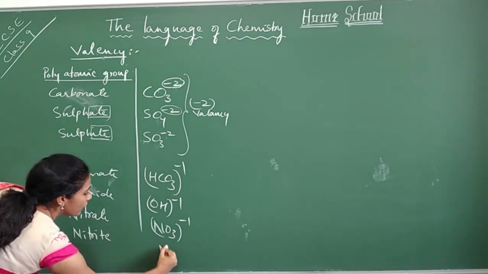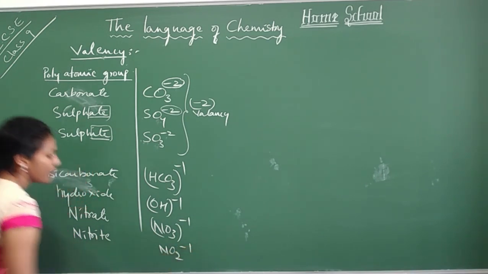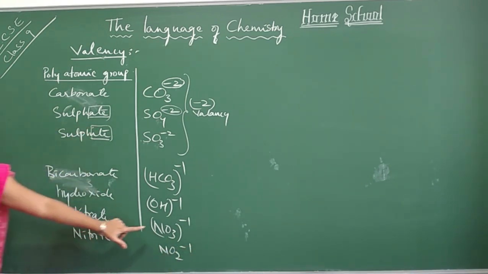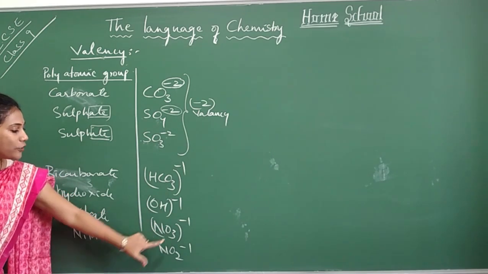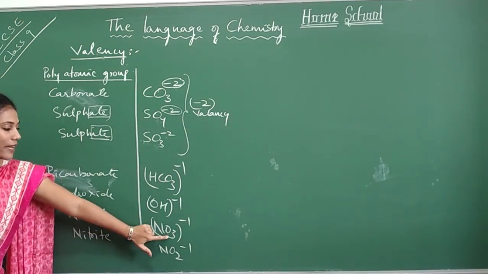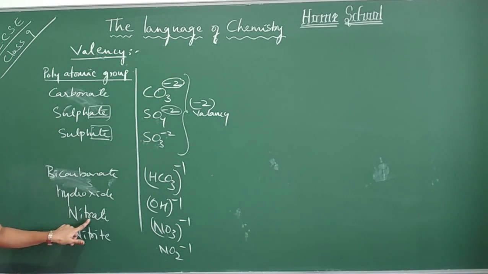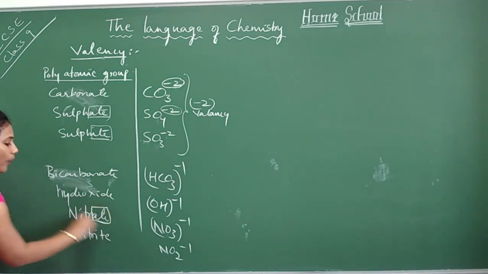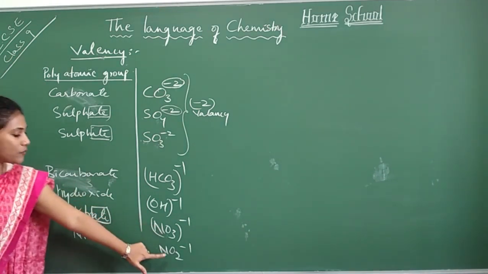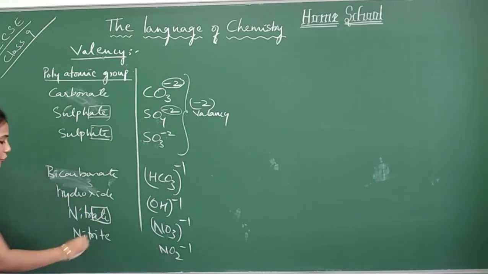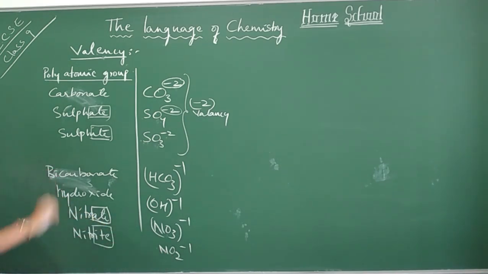Nitrite, NO2 minus 1. You can connect here. You see, both the groups have nitrogen and oxygen, but this group has the maximum number of oxygen, so the name ends with ATE. And this one has less oxygen, so the name ends with ITE.